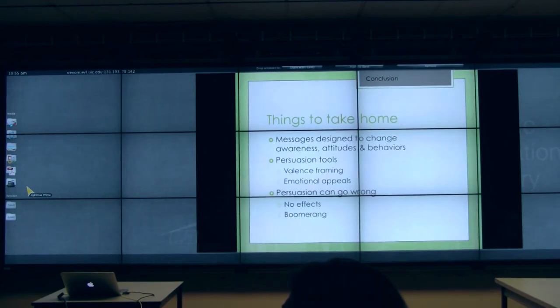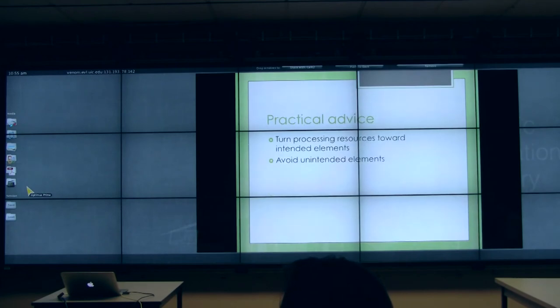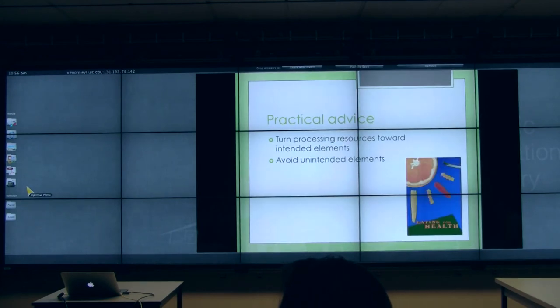And that can be problematic. So what should you do? Turn processing resources toward intended constructs and avoid unintended elements, such as, you know, it's all healthy stuff: the snow, burgers, fries, or soup.